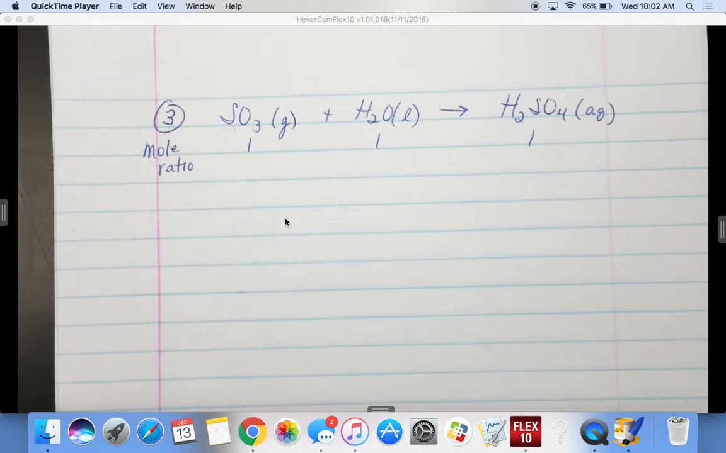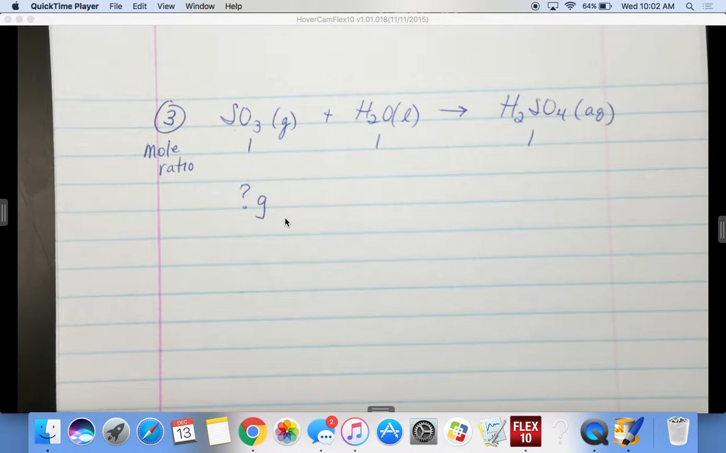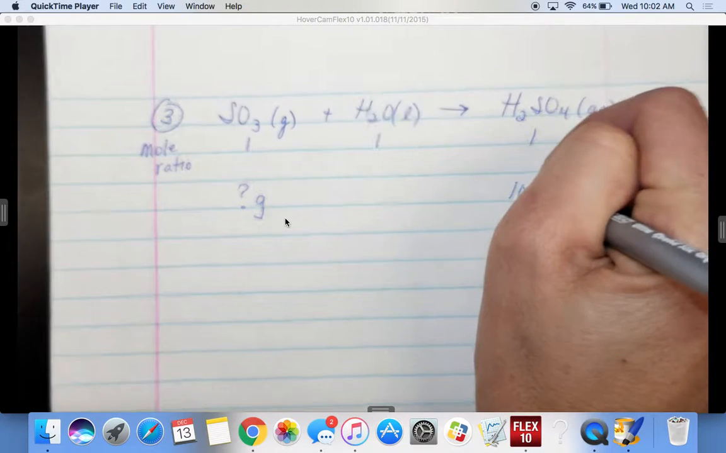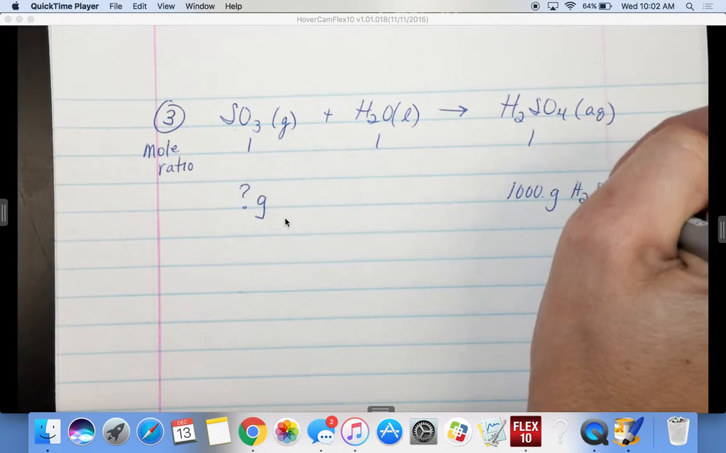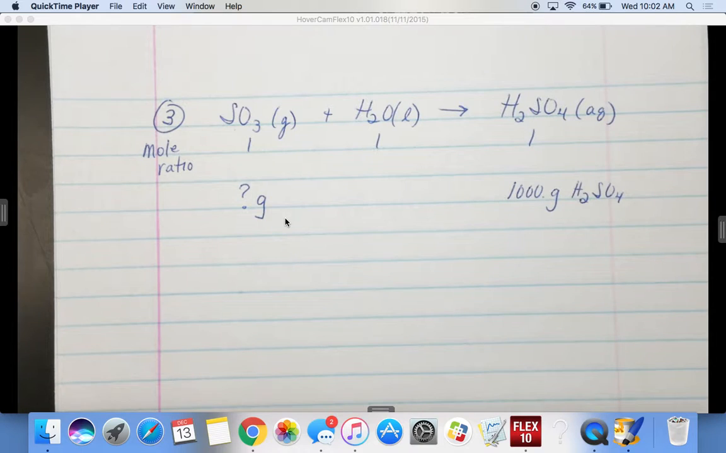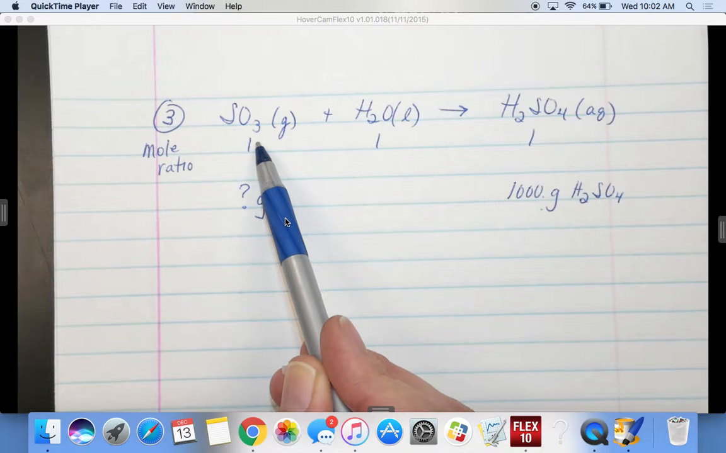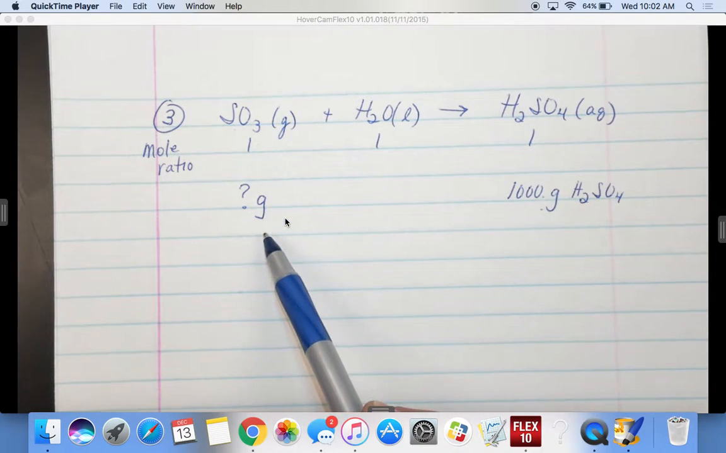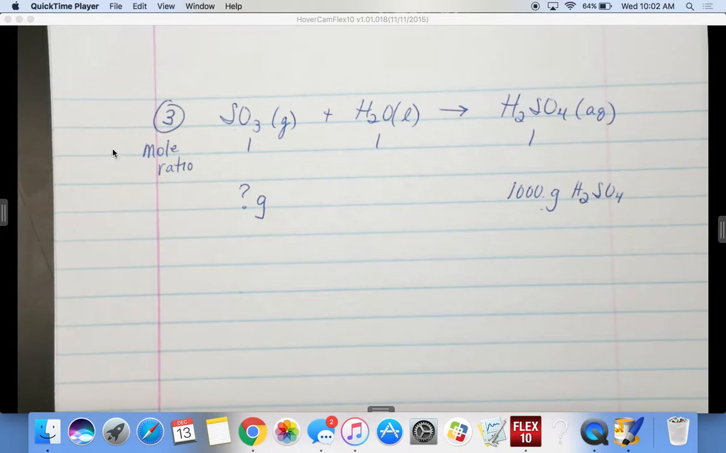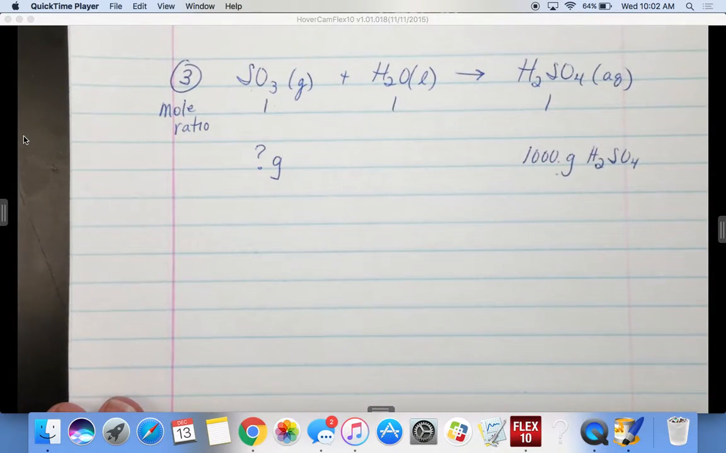When we read through the question, it tells us that we're looking to calculate the mass of sulfur trioxide, if we're going to produce 1,000 grams of our sulfuric acid. So we're going to have to convert our grams to moles, because remember, the balanced equation tells us the mole relationship between the reactant and product. And then to get our answer back in grams at the end, we're going to have to convert. So for this particular problem, I'm going to use the 3-step method.